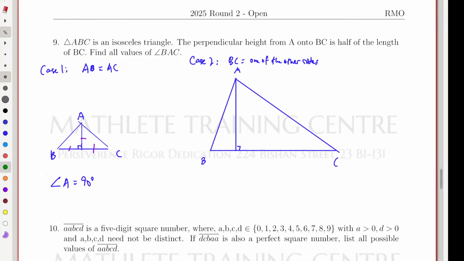Now, if it's half of BC, then let's say this is 1 unit, then BC will be 2 units. Then in that case, AC will be 2 units. And from AC being 2 units and the height being 1 unit, you can see that this is a 30, 60, 90 triangle. Okay? And from this being a 30, 60, 90 triangle, and the fact that these two are equal, you can see that angle A will be 180 degrees minus 30 degrees divided by 2. The answer is 75. So the answer for this question is either 75 or 90.